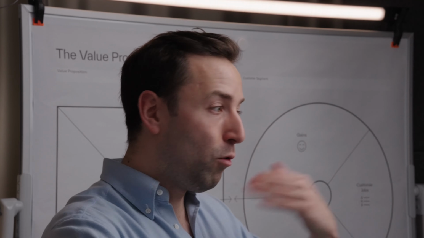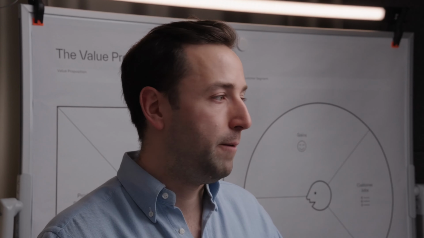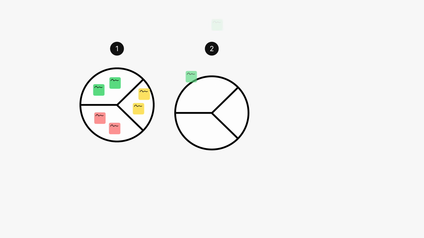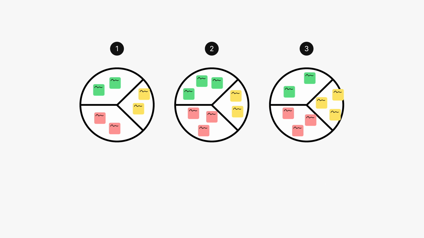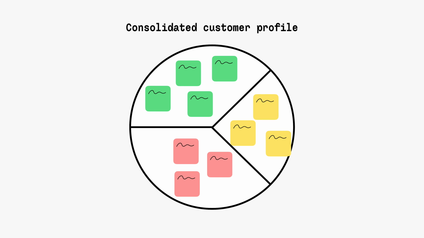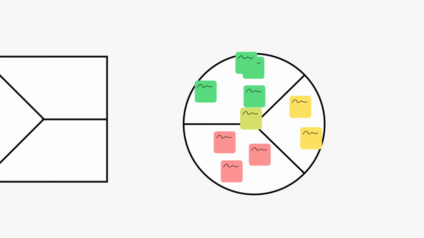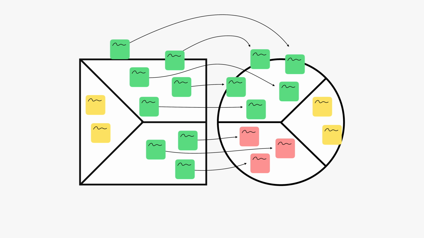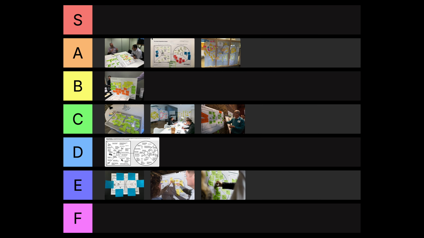Do multiple versions, and it can be physical, but it also can be digital, and you should be referring back to them and updating them all the time. And once you've completed multiple customer interviews, you can then take the customer profiles from them and consolidate them into one, which then you can use to create your value map. I love this. I'm going to put this in A tier.